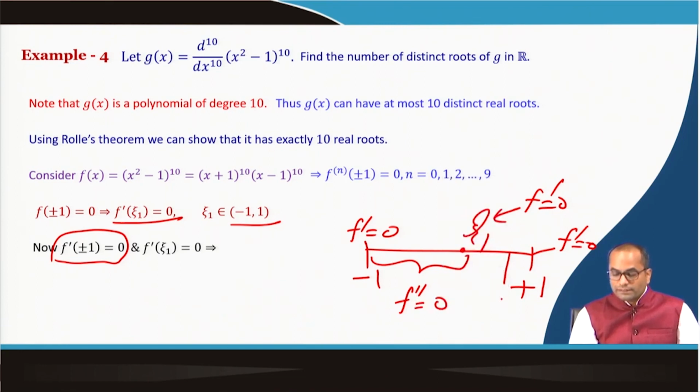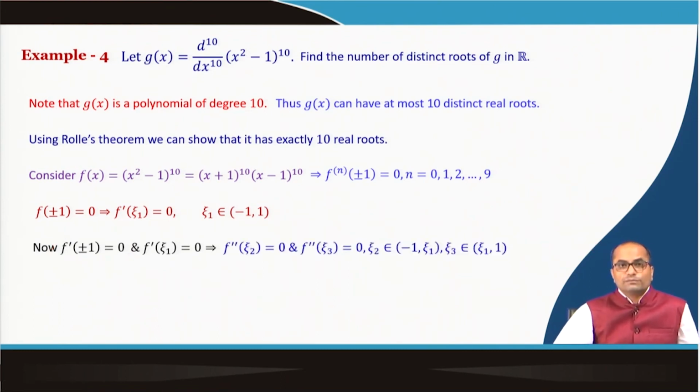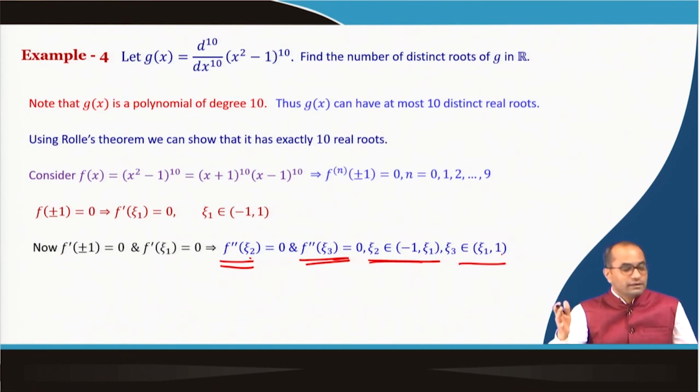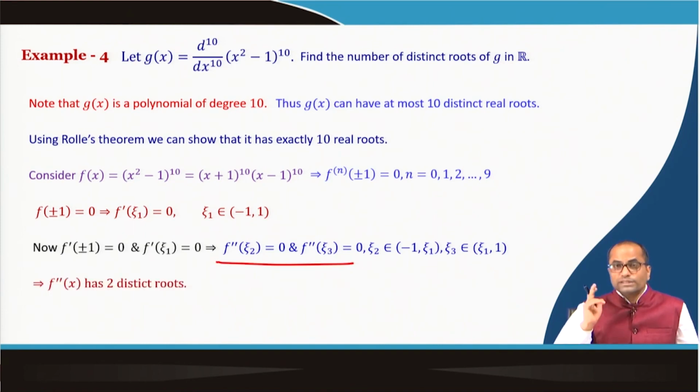Same argument we can have in the second interval, here also f double prime will be 0. So, there will be at least 2 distinct points where the double derivative will vanish, again by the application of Rolle's theorem. So, there will be f double prime of xi 2 and f double prime of xi 3, where xi 2 is between minus 1 and xi 1, and xi 3 is between xi 1 and 1. So, here the double derivative will vanish at 2 distinct points.